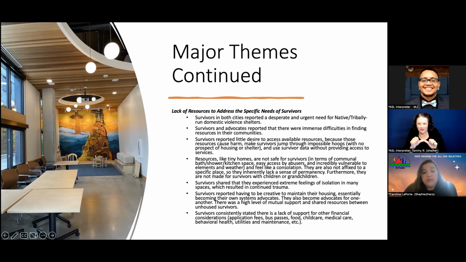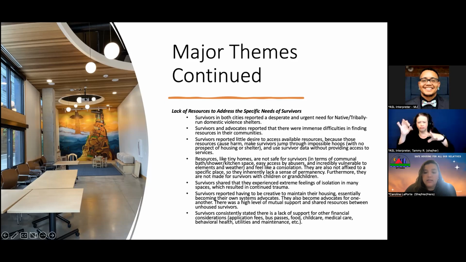They also stated they experienced feelings of isolation in many spaces. They had to be creative to maintain their housing. Essentially, they were their own systems advocates. In fact, during the listening sessions, I think we often saw survivors strategizing with one another as an issue would come up. 3 or 4 people would say, I have a similar experience, and then would say, this is how I addressed it, or this is what I had to do. And so that was an interesting thing that we noted.